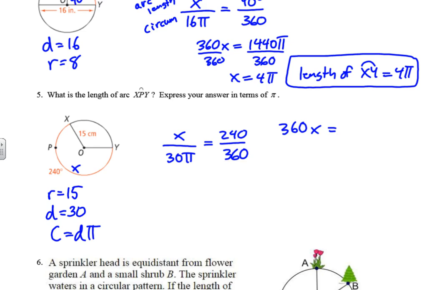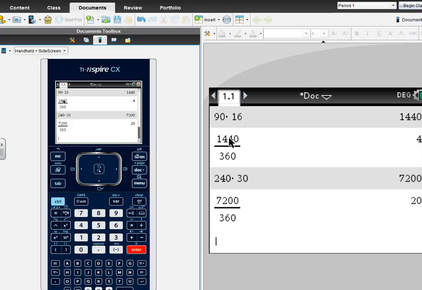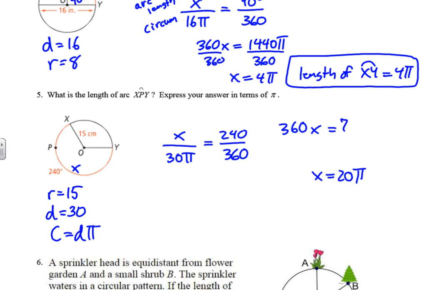So 240 times 30 is 7,200. Okay, so 7,200 pi. Divide by 360. When you divide by 360, you get 20 pi, which is the measure of our arc.